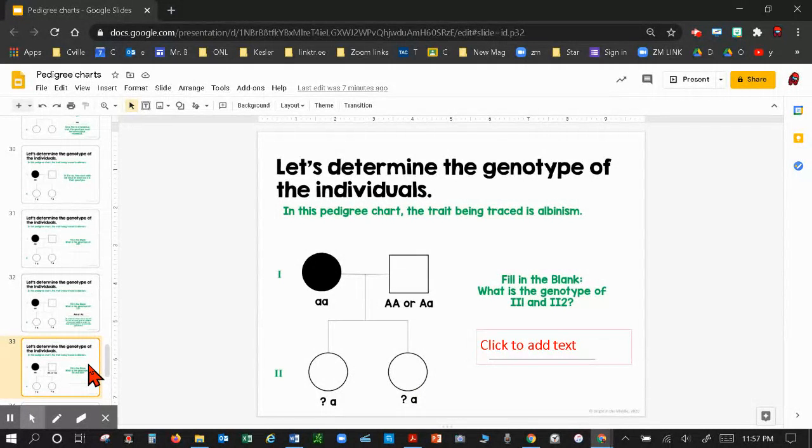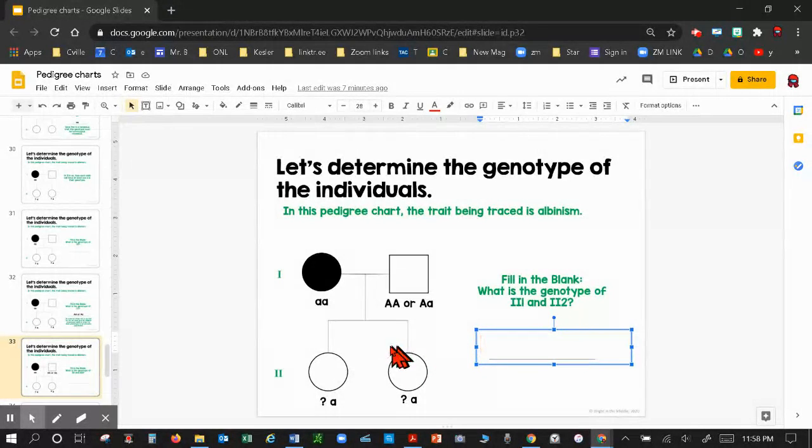So, go ahead and take a moment, take a chance, and fill in the genotype for individuals II-1 and individuals Roman numeral 2, 2. What are their genotypes? Go ahead and type it in the box below.